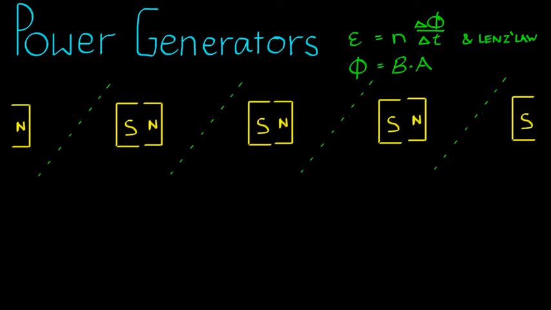Now if you've seen the video on motors, you recognize the setup here. And in fact, the setup for a motor and a generator is very similar. Both have a coil sitting between the north pole of one magnet and the south pole of another. So magnetic field lines going that way.